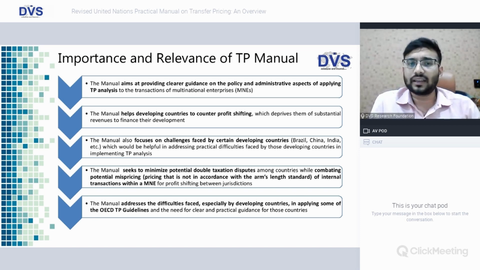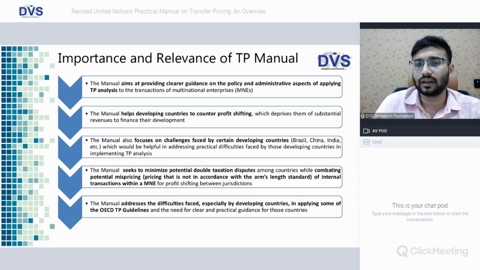The relevance, again: it aims at providing clear guidance on the policy and administrative aspects of applying TP analysis, and helps developing countries counter profit shifting. Where there are malpractices of shifting profit from a high tax jurisdiction to a low tax jurisdiction, this manual intends to curb that through provisions and tools mentioned in this document. The manual also focuses on challenges faced by certain developing countries like Brazil, China, India, which would be helpful in addressing practical difficulties faced in implementing TP analysis.